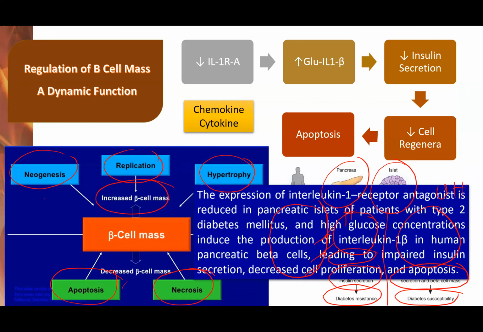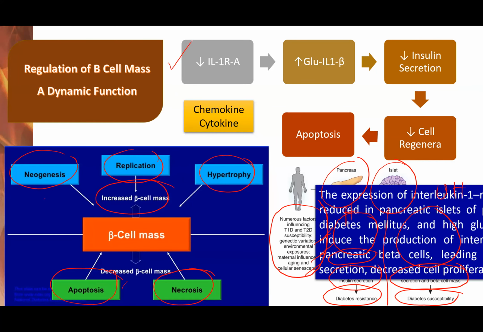Now you see. So decreased interleukin 1 receptor antagonist means what? This expression is reduced, IL-1RA, with increased glucose, IL-1B, the counter-regulator, is increased. This triggers decreased insulin secretion and decreased cellular regeneration, apoptosis. What is this? These are chemokine mediated or cytokine mediated. If I have a drug which can interfere with this reduction, I can stop the whole cycle. That is the whole story.